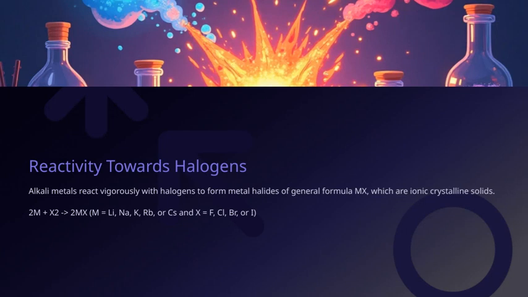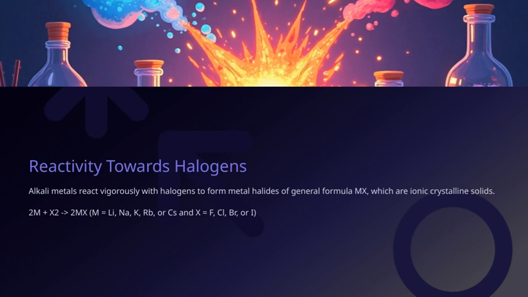Let's take a closer look at the general formula for alkali metal halides, which is 2M + X2 → 2MX. Here, M represents any of the alkali metals like lithium, sodium, potassium, rubidium, or cesium, and X stands for halogens such as fluorine, chlorine, bromine, or iodine. What's important to note is that these metals react very vigorously with halogens. When they do, they form these ionic crystalline solids called metal halides, which have the general formula MX.